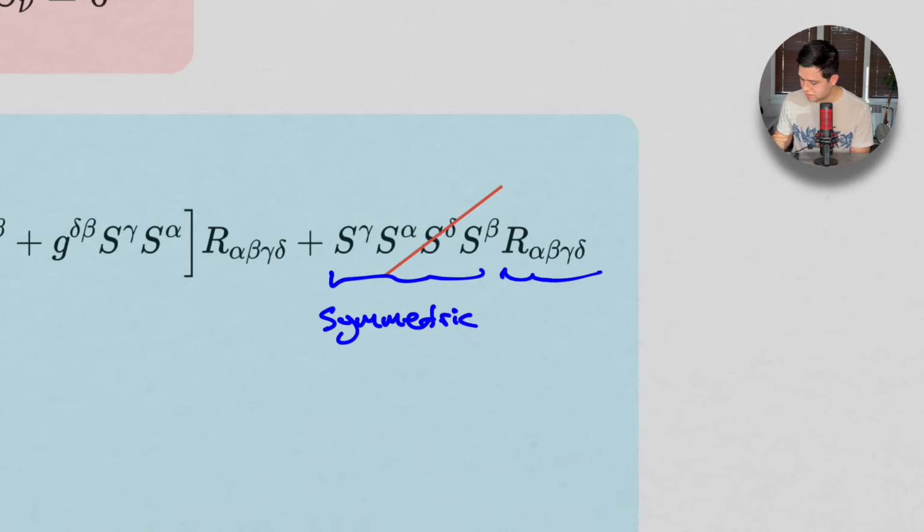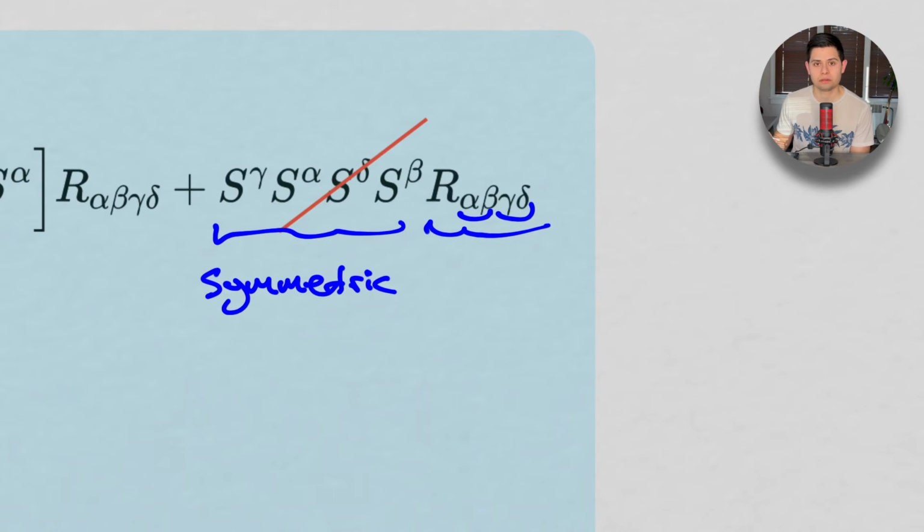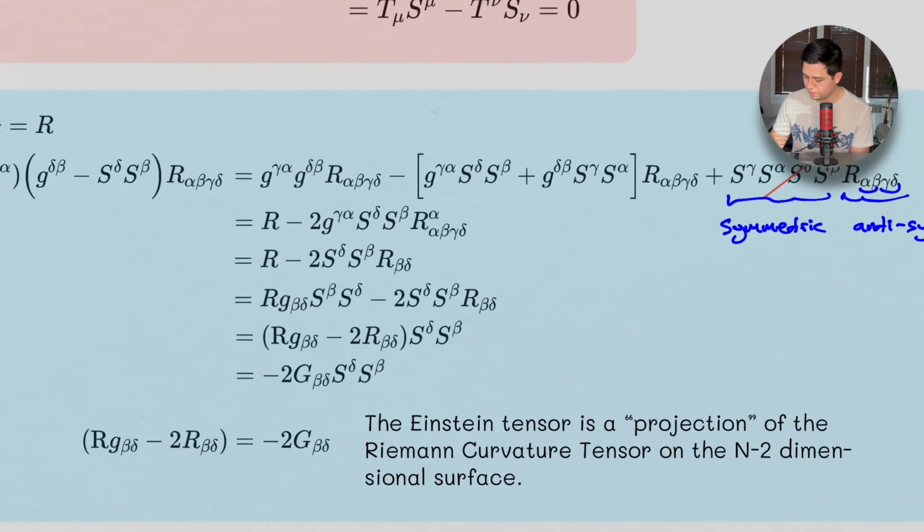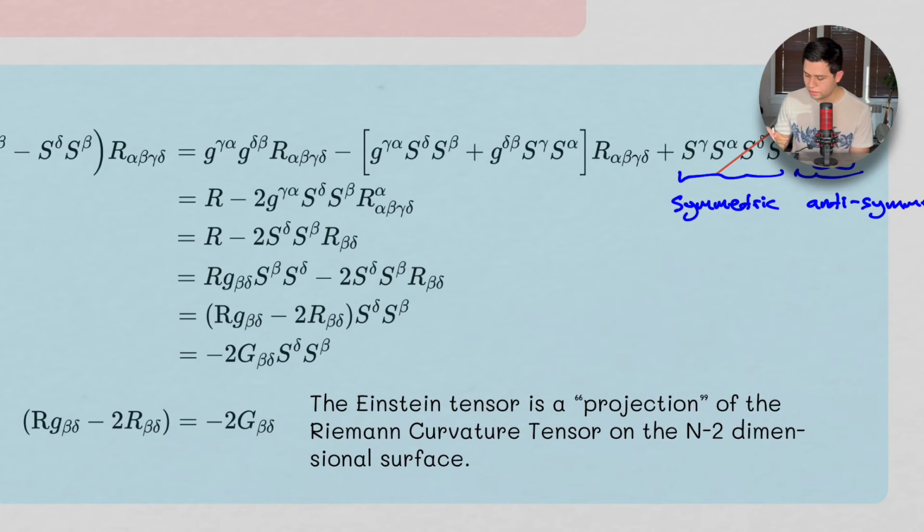This is anti-symmetric about alpha, beta, and gamma, delta. And we haven't really talked about this yet. We're going to talk about this in the next video. For right now, we'll just say it is anti-symmetric, and when you multiply something that's anti-symmetric with something that's symmetric, you get 0. So we can cross that term off and we end up with a term that looks like this in here, okay?